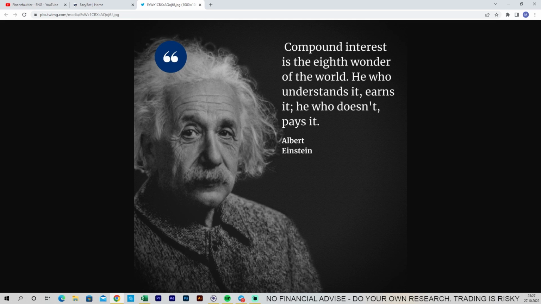Albert Einstein once said, compound interest is the eighth wonder of the world. He who understands it earns it, he who doesn't pays it. In today's video, we're going to talk about why the auto compound function of EasyBot is that powerful. Let's jump right into it.